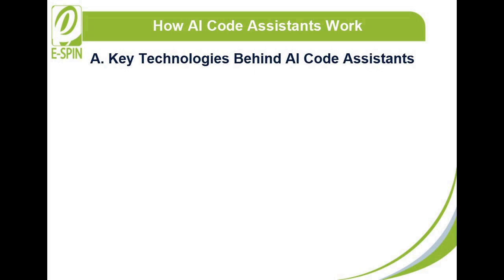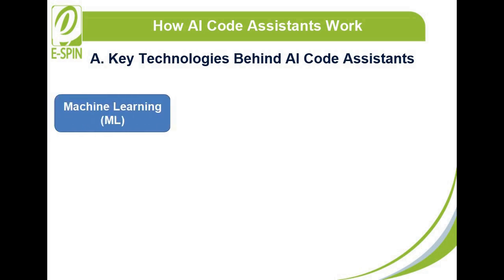Key technologies behind AI code assistants. AI code assistants utilize key technologies such as machine learning, natural language processing, and deep learning to analyze code, understand context, and provide intelligent coding assistance. Machine learning. Machine learning in AI code assistants involves training models on vast datasets of code to recognize patterns, predict developer actions, and offer relevant coding suggestions. There are two types of machine learning models: training data and pattern recognition.